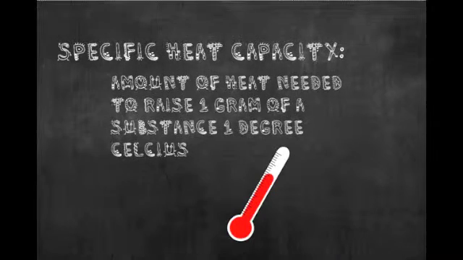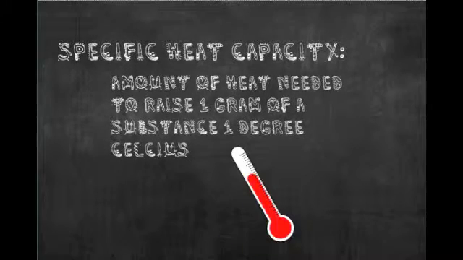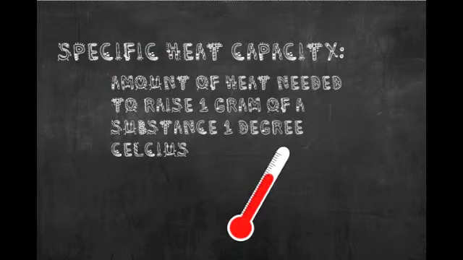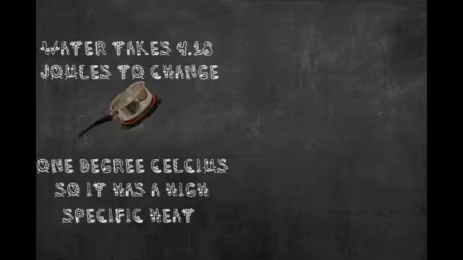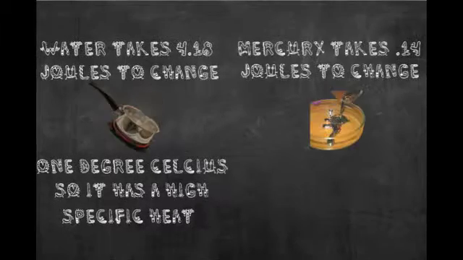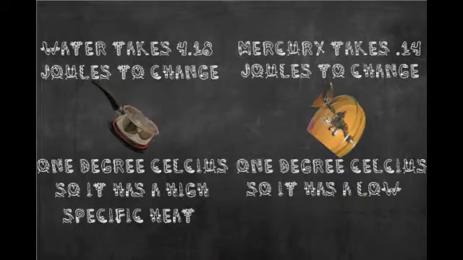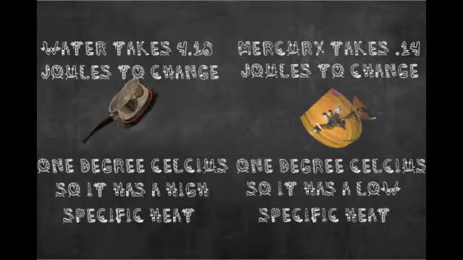The specific heat capacity is the amount of heat needed to raise 1 gram of a specific substance 1 degree Celsius. Water takes 4.18 joules to change 1 degree Celsius, so it is a high specific heat. Mercury takes 1.4 joules to change 1 degree Celsius, so it has a low specific heat.